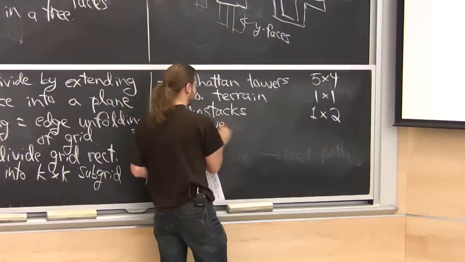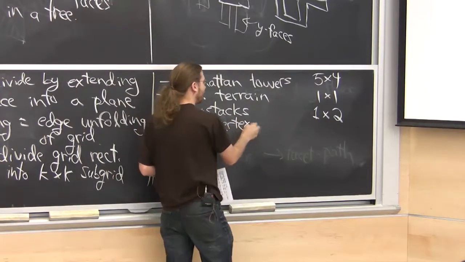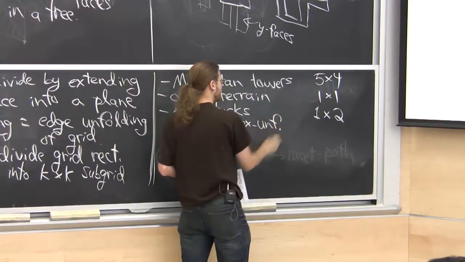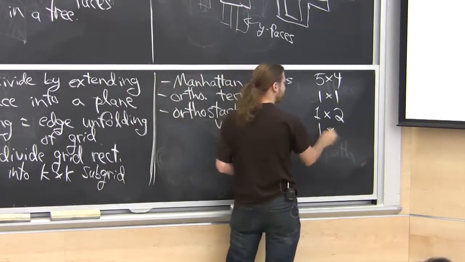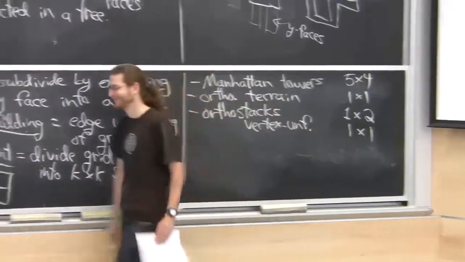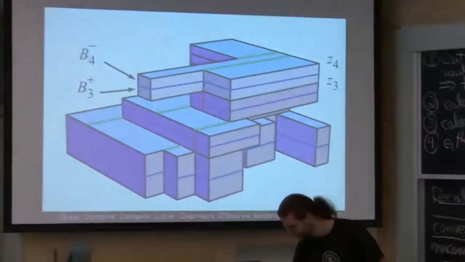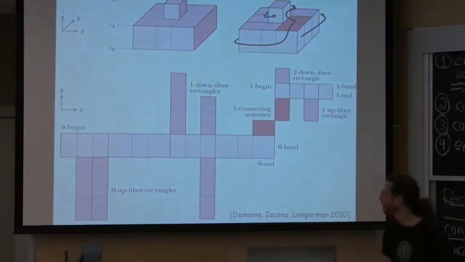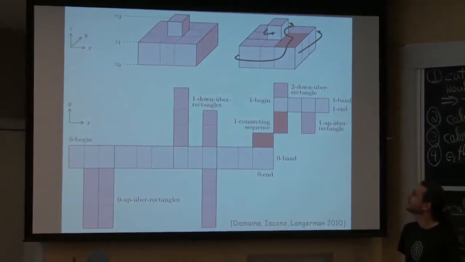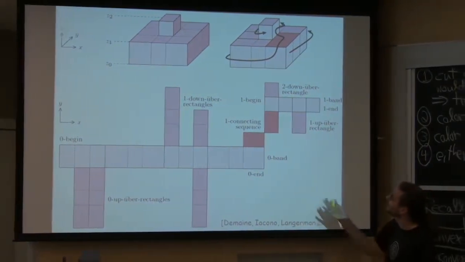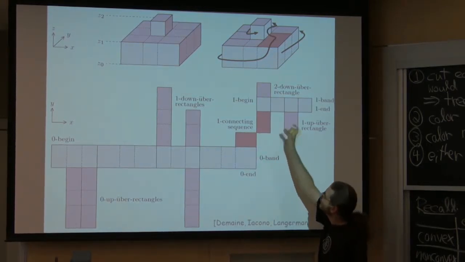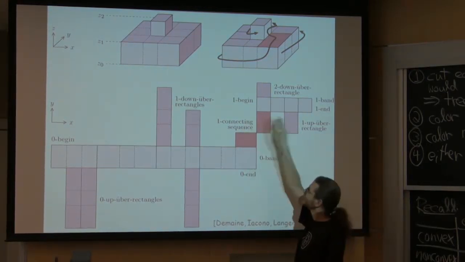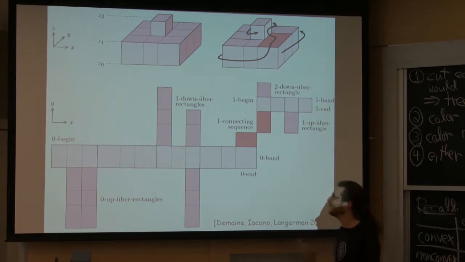Now, you could go a little crazier and allow vertex unfolding of orthostacks with some grid refinement. And in that case, you don't need any refinement. So grid vertex unfolding orthostacks was the title of a paper. These guys, John Iacona and Stefan Langerman. And it looks something like this. You use the vertex unfolding to fix the direction. Here you're going up, but you really wanted to go right. So it makes things easier.